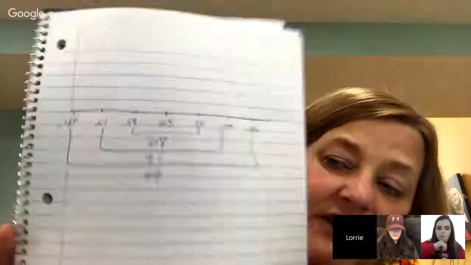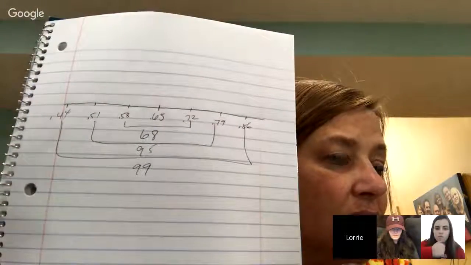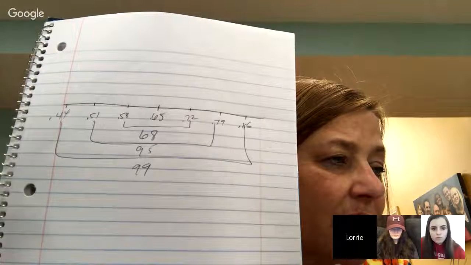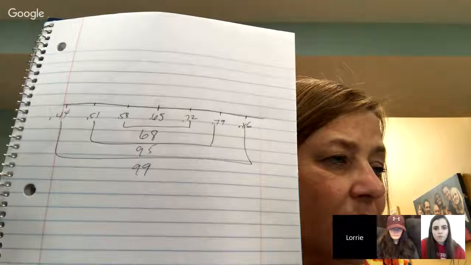I have no idea, guys. I have no idea how to figure this out. I did my little drawing here, and I got the 68, 95, 99 rule, but I don't know what that means. What portion of the population have a requirement that is less than 60%? So less than 60% would be, I don't know. I have no idea how to do it.